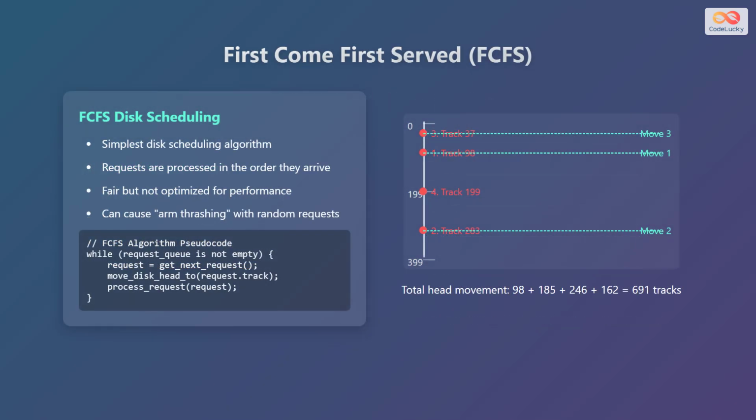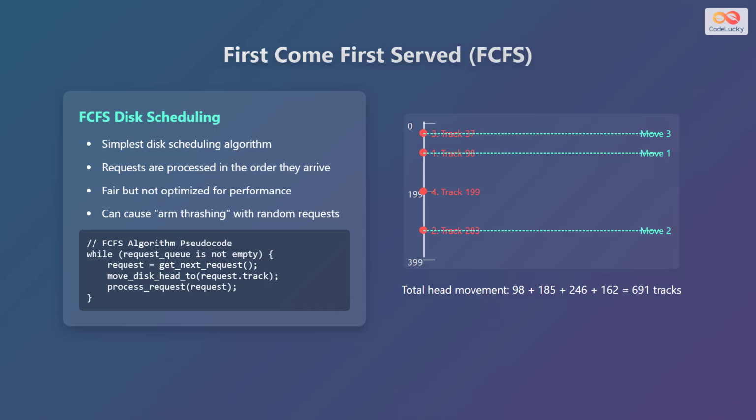Let's discuss the first come first served, or FCFS, disk scheduling algorithm. This is the simplest disk scheduling algorithm. Requests are processed in the order they arrive. While it is fair, it is not optimized for performance and can cause arm thrashing with random requests. Arm thrashing refers to excessive movement of the disk arm, resulting in increased seek times and decreased performance.